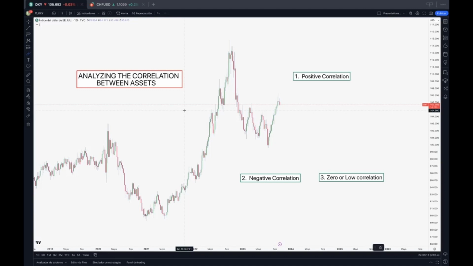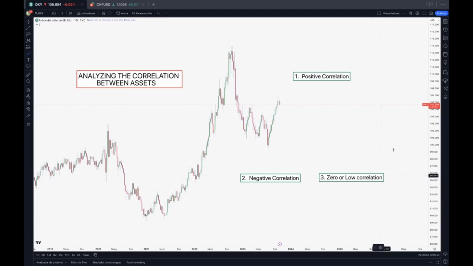Analyzing the correlation plays a crucial role in portfolio diversification. I want you to focus on this term, portfolio diversification, and how we can use correlation to do that. Now, the correlation refers to how the prices of two or more assets move in relation to each other. Here is an analysis of the correlation and its impact on diversification. We have three different types of correlation: positive correlation, negative correlation, and zero or low correlation, right?